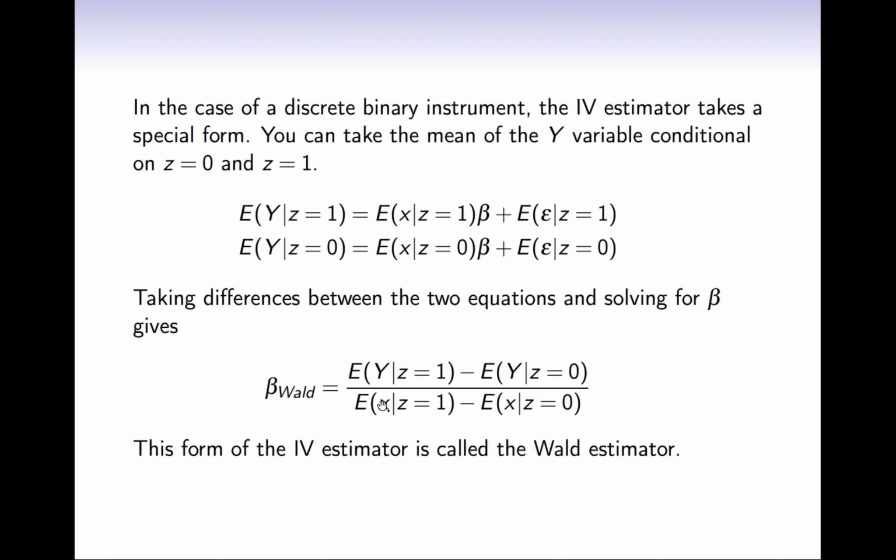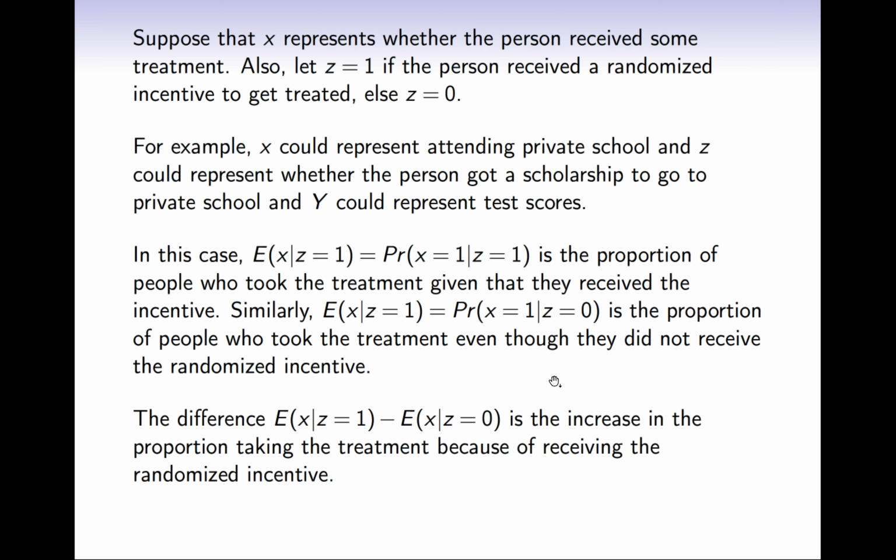when X is binary, like did you get treatment or not, this is just a difference in the probability of taking the treatment depending on whether you got the incentive or not. And then this is just a difference in the outcome, like test scores, whether you got the incentive or not. Okay, so this completes the slides on instrumental variables.